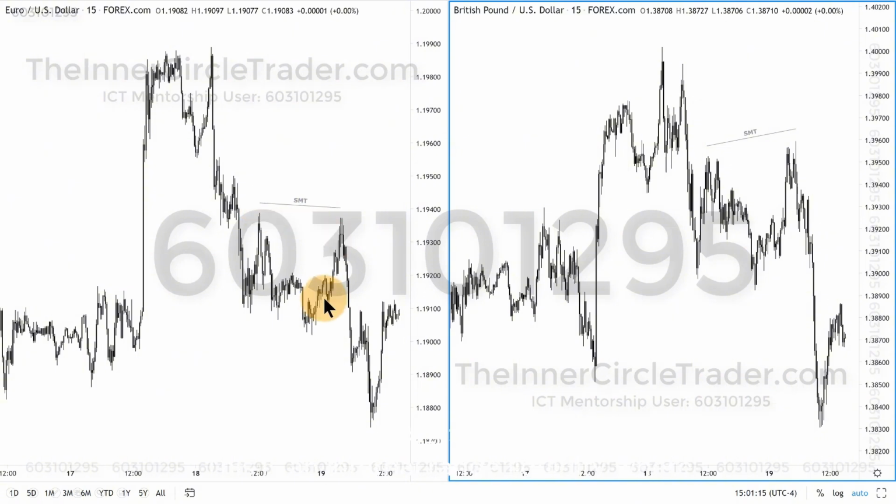Here, this is an internal range liquidity where it could be a rejection block, fair value gap, or bearish order block. This isn't necessarily better than this. The difference between trading euro over cable in this context is this. Watch.